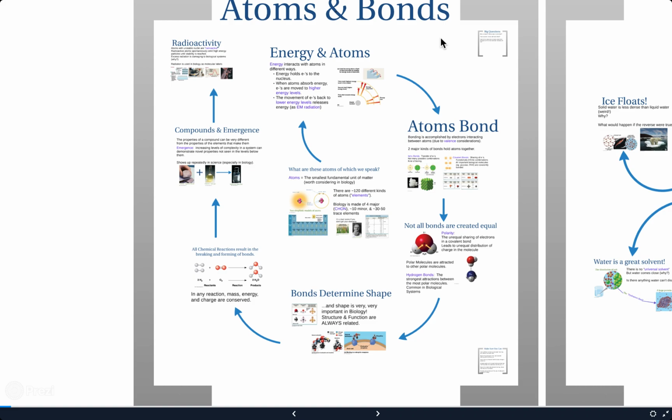My 11th graders, today we're going to be talking about water. But before we can talk about water, we need to talk about some of the amazing features that make water happen, and that's atoms and bonds. So we'll do a quick overview of that.